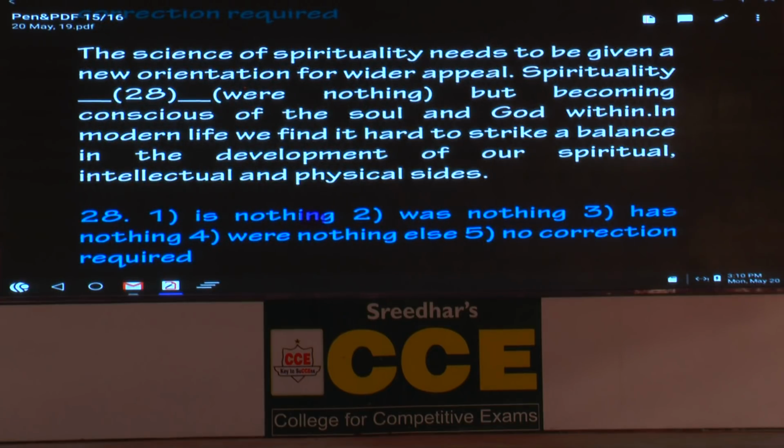The science of spirituality needs to be given a new orientation for wider appeal. Spirituality, first singular or plural? Singular. But it talks about present or past? Is nothing, was nothing; has is not correct, were not correct. So it talks about present, so what is the answer? Spirituality is nothing but becoming conscious of the soul and God within.